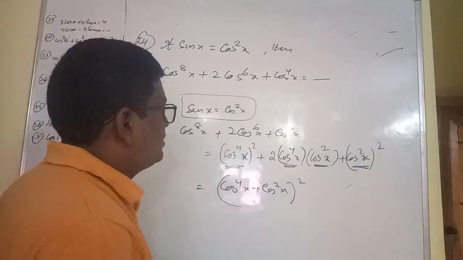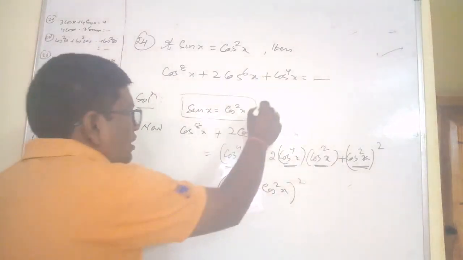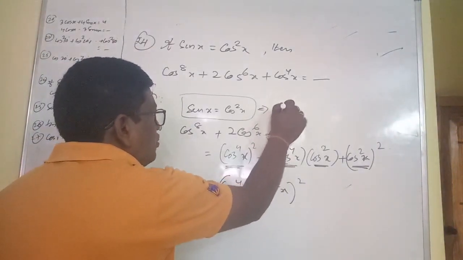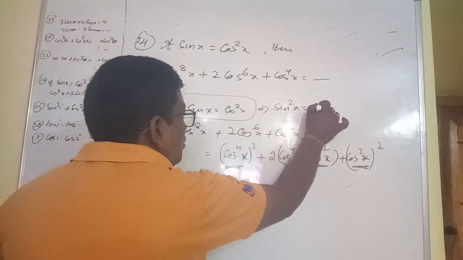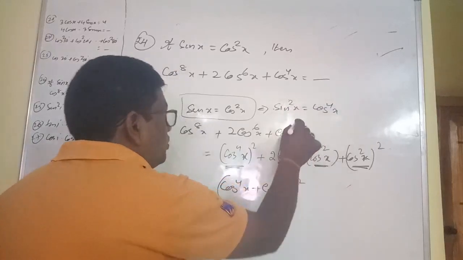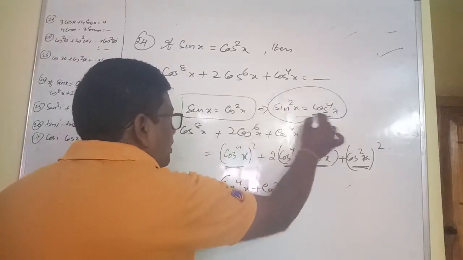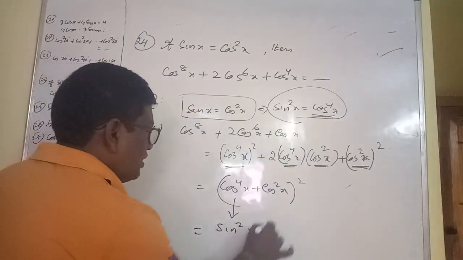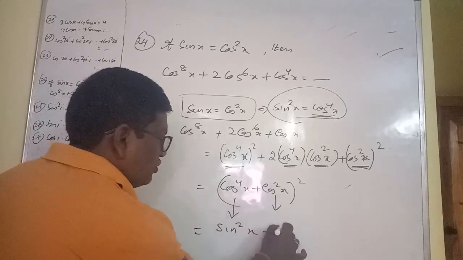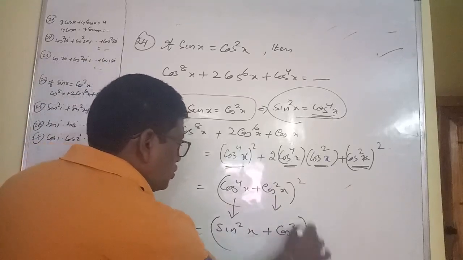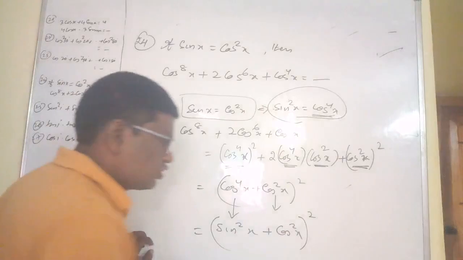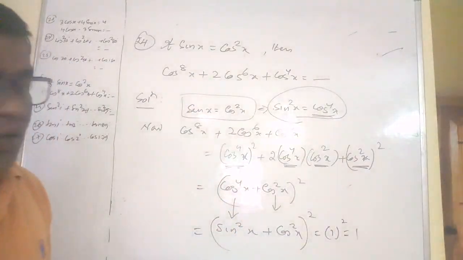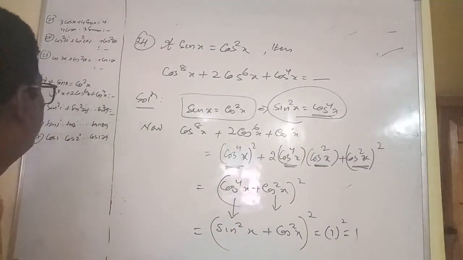We know sin x is equal to cos square x, and that implies sin square x is equal to cos 4x. So in place of cos 4x, write sin square x. This is equal to (sin square x plus cos square x) whole square. Sin square x plus cos square x is equal to 1, so 1 square is equal to 1.